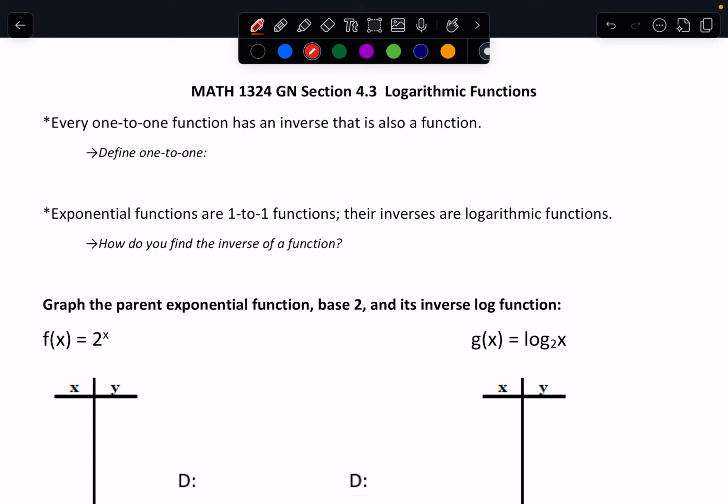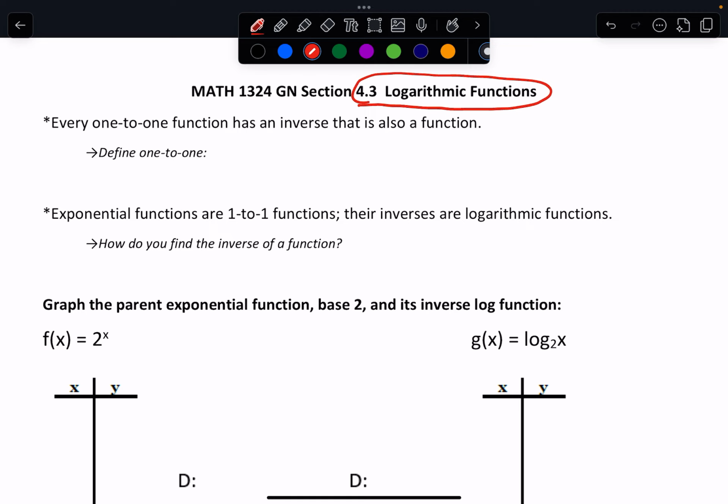Hello. Okay, we're going to look at lesson 4.3, logarithmic functions, which are the log functions. Every one-to-one function has an inverse that is also a function. So we need to define one-to-one.